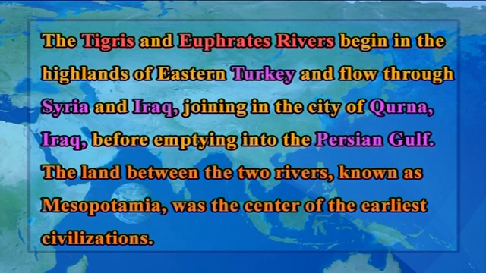The Tigris and Euphrates rivers begin in the highlands of eastern Turkey and flow through Syria and Iraq, joining in the city of Kurna, Iraq, before emptying into the Persian Gulf. The land between the two rivers, known as Mesopotamia, was the center of the earliest civilizations.